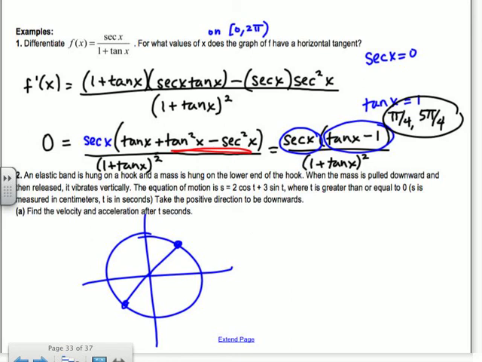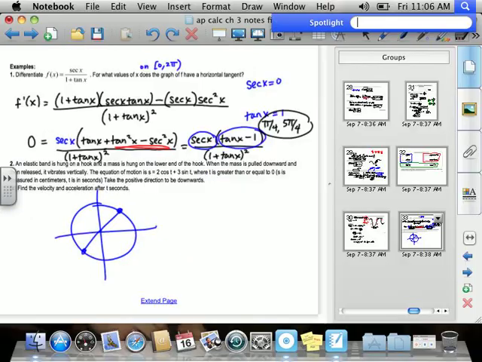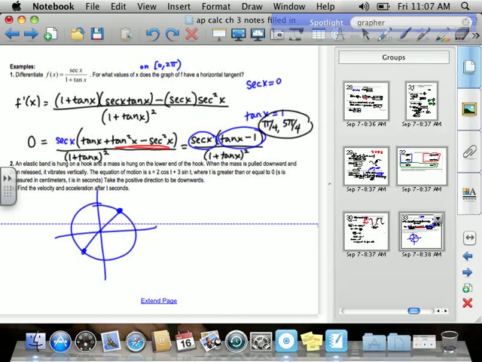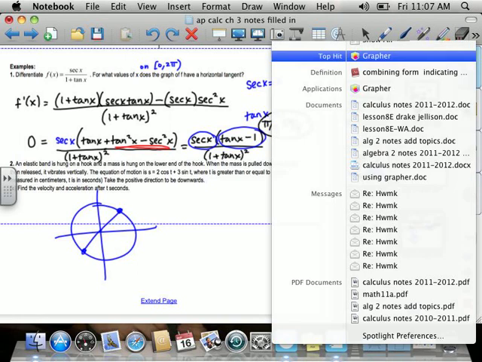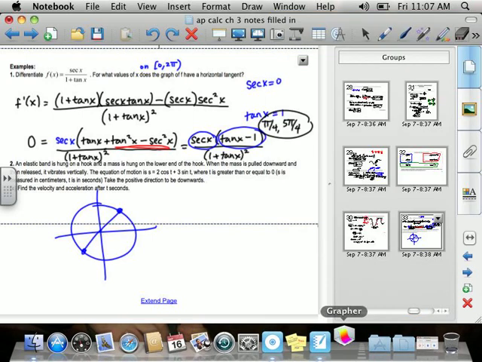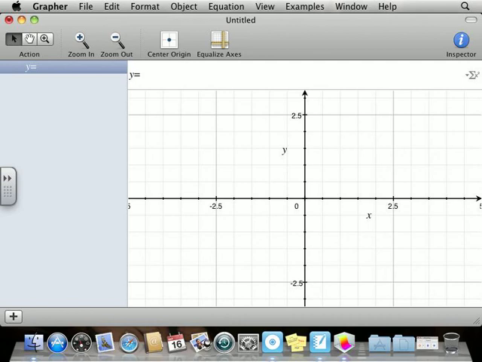So if you guys draw secant x, go ahead and get out your calculator and see what secant of x looks like. I'll graph it on Grapher so you can see. You're saying it's never equal to 0, so let's see what that means. Secant x. So in your case, it's going to be 1 over cosine of x.